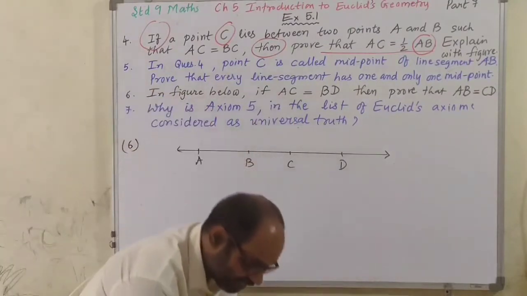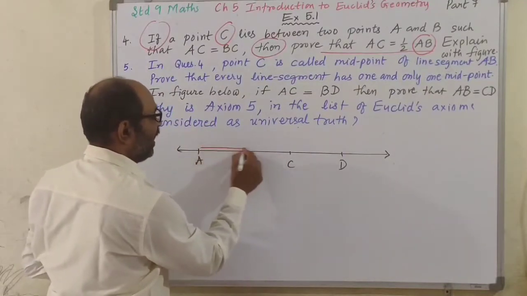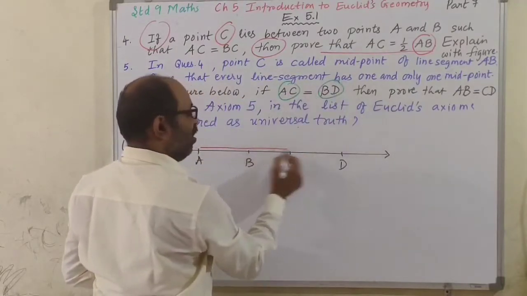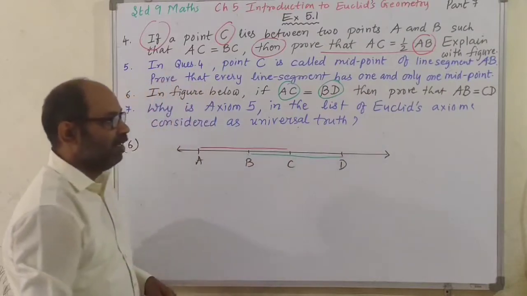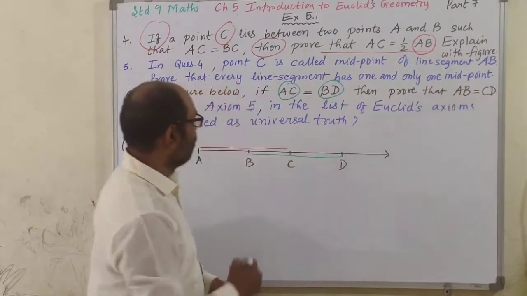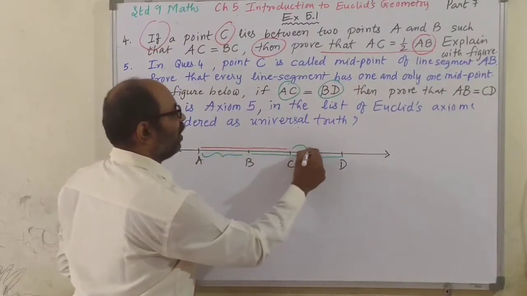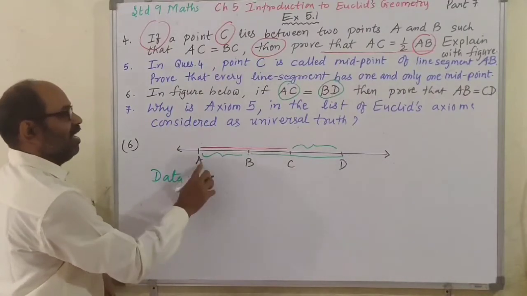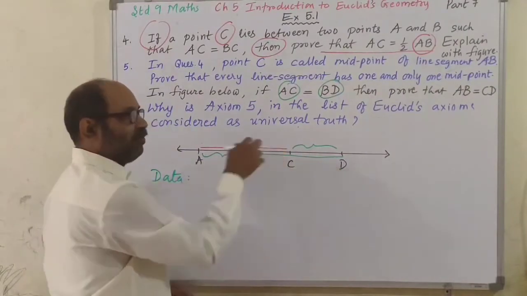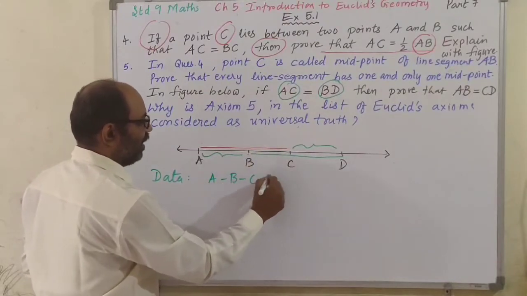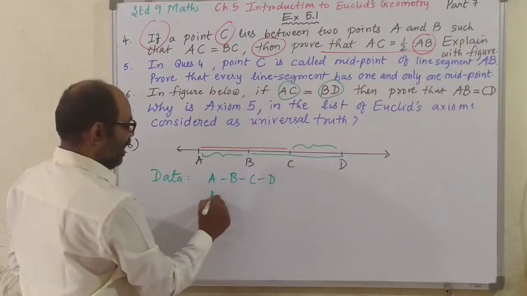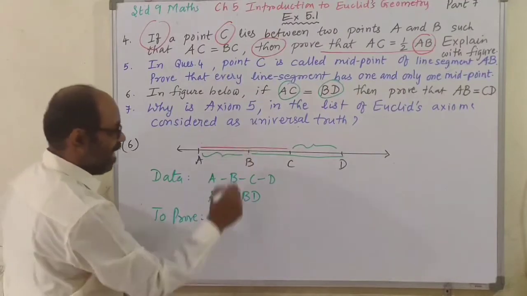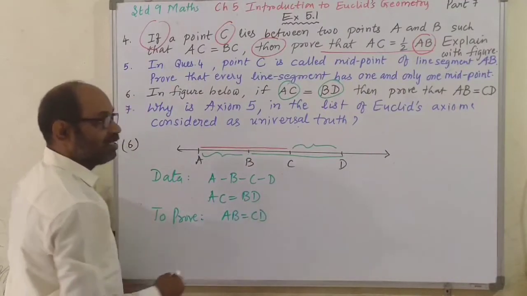AC, अब देख लो, where is AC? A और C के बीच. AC is equal to BD, B और D के बीच का distance. These two are equal. Then prove that this part AB is equal to this part CD. AB equal to CD. Okay, data में क्या है? फिगर में है A, B, C, D. और क्या है? AC equal to BD. और to prove, क्या प्रूव करना है? AB is equal to CD.